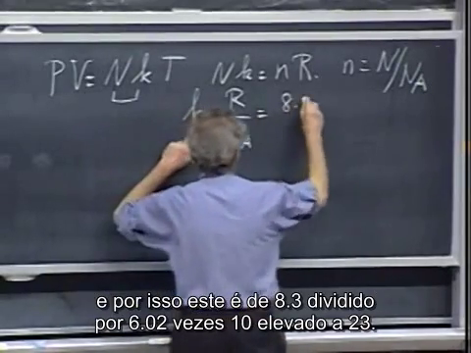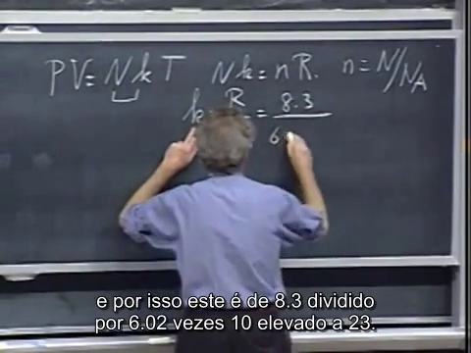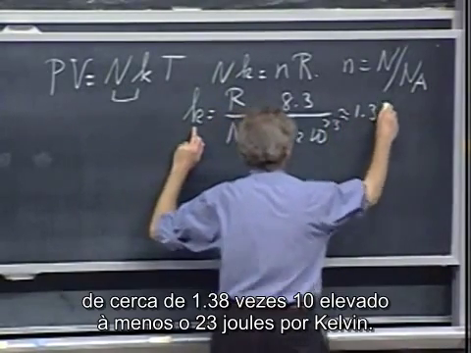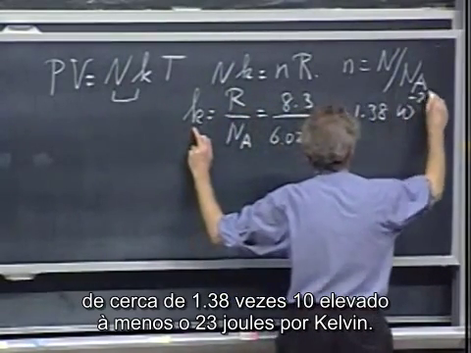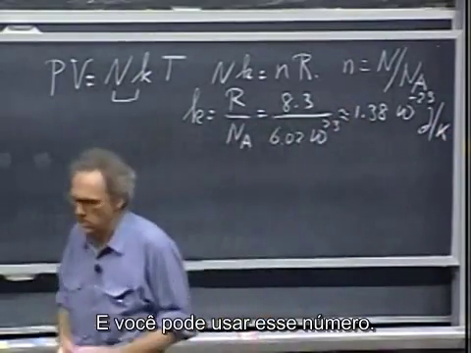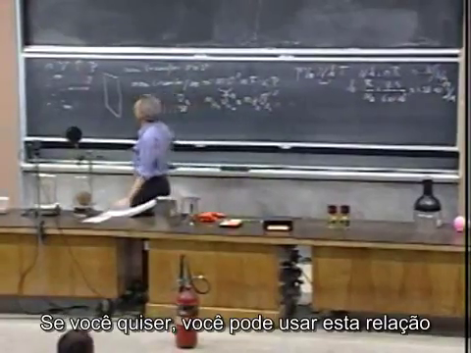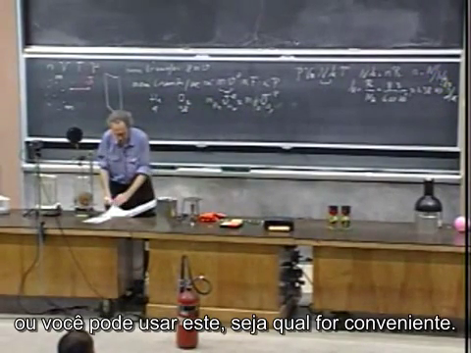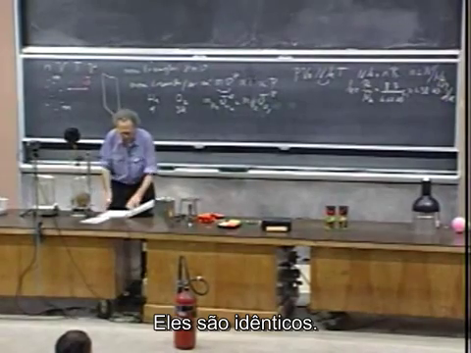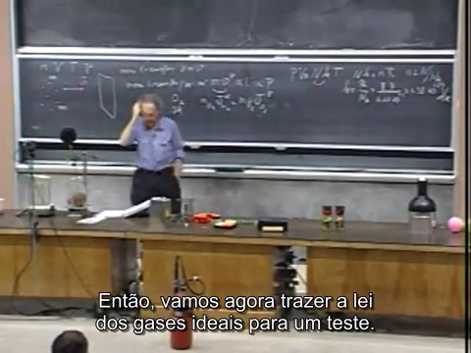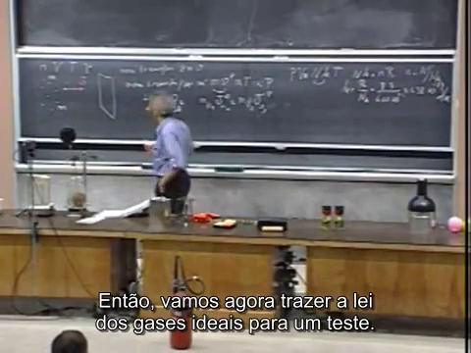And so this is 8.3 divided by 6.02 times 10 to the 23rd, and that is about 1.38 times 10 to the minus 23rd joules per Kelvin. And you can use that number if you want to. You can use either this relationship, or you can use that one, whichever is convenient. They are identical. So let's now bring the ideal gas law to a test.